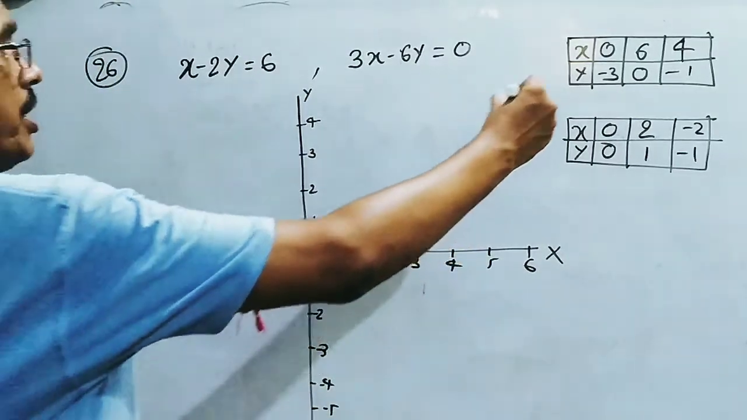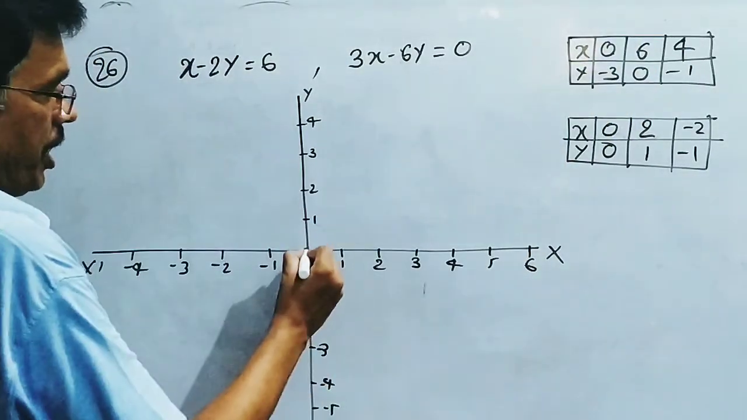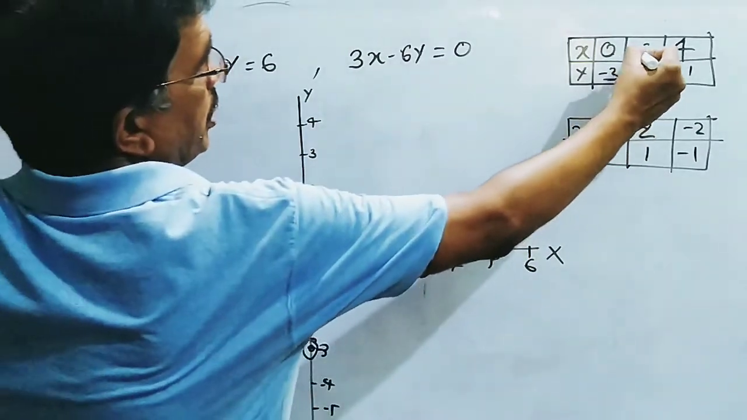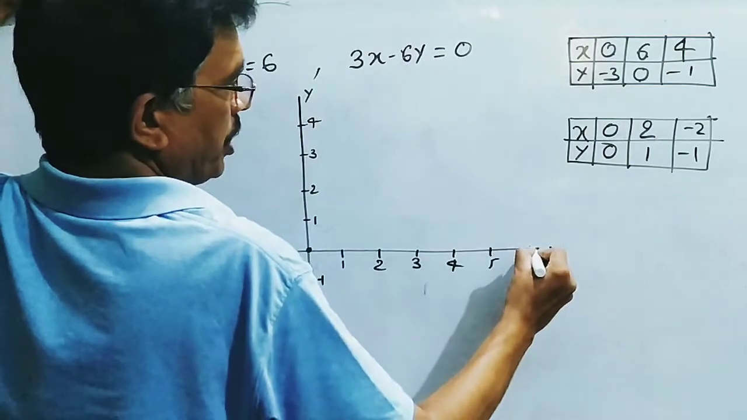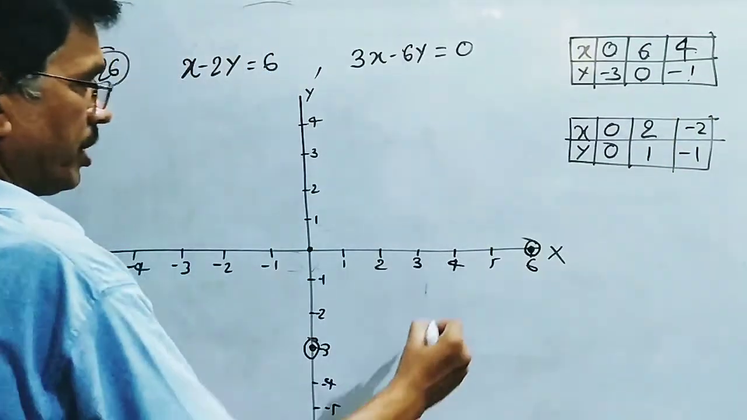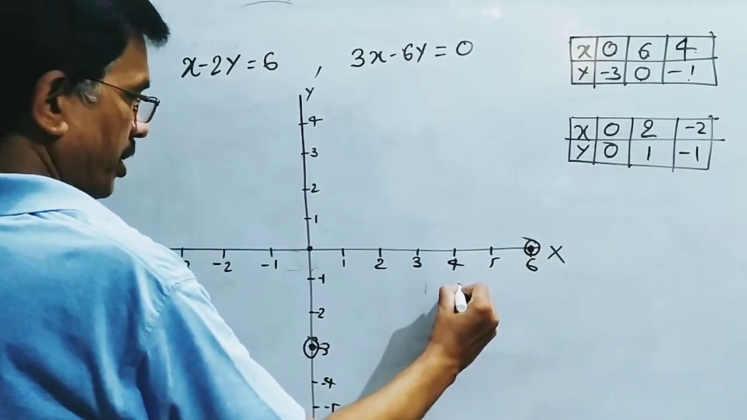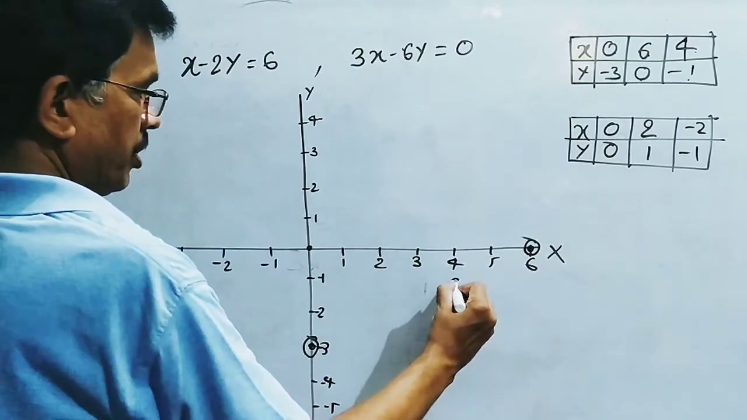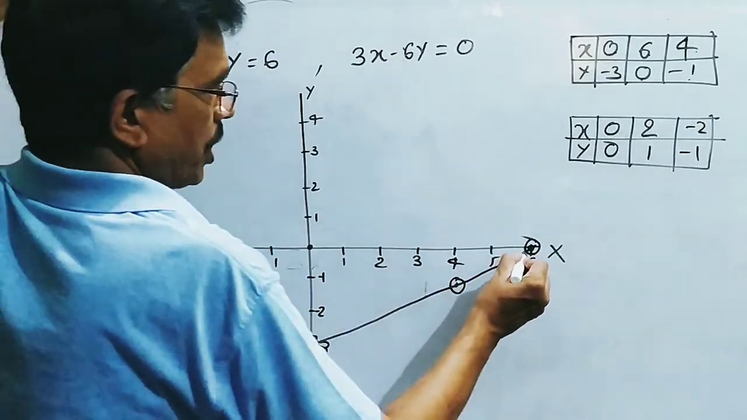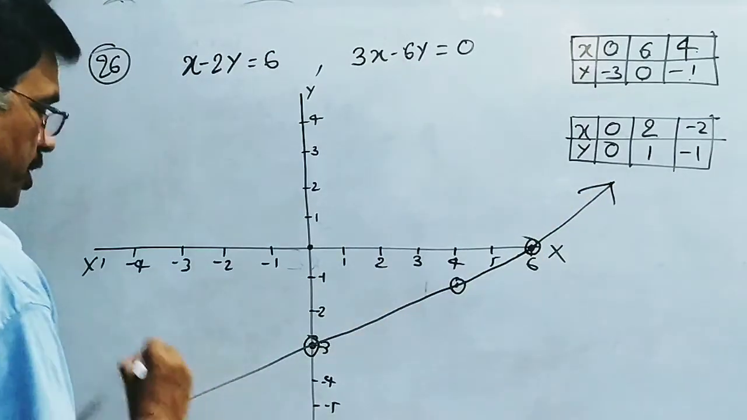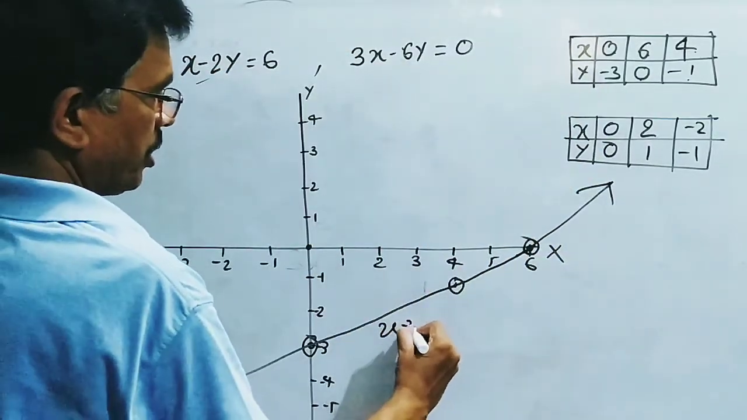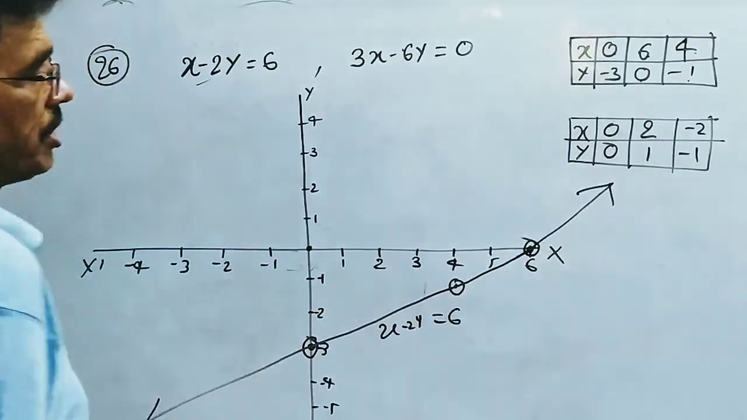One by one, first you take x is 0, then y is minus 3. X is 0, y is minus 3. That point is here. Then x is 6, y is 0, here. Third, x is 4, y is minus 1. That is maybe here. So with the help of a scale, you draw a line on both sides. This is the first line, and it is x minus 2y is equal to 6. It is the equation of the first line.